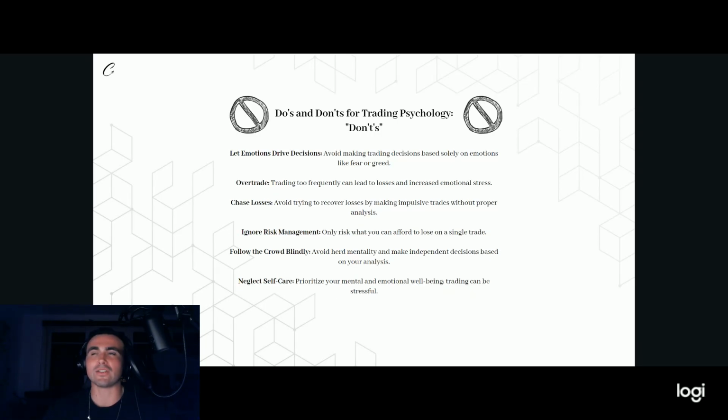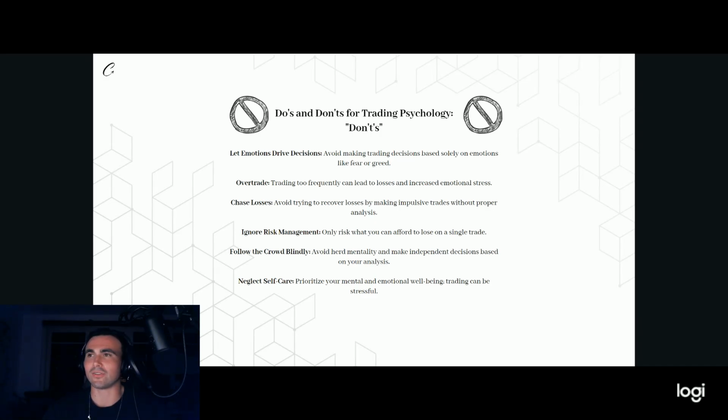Do's and don'ts for trading psychology. Don'ts. Don't let emotions drive decisions. Avoid making trading decisions based solely on emotions like fear or greed. Don't overtrade. Trading too frequently can lead to losses and increased emotional stress. In theory, the more you trade, the more likely you are to lose money.